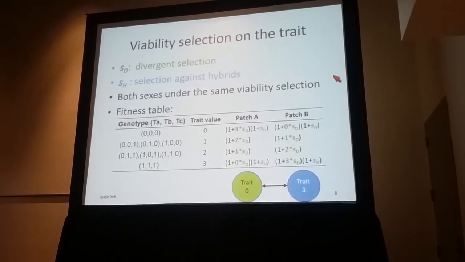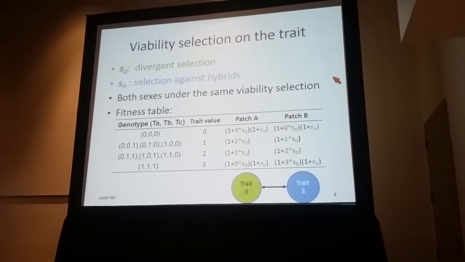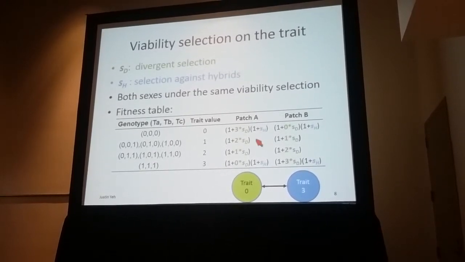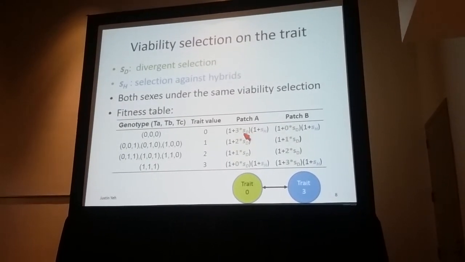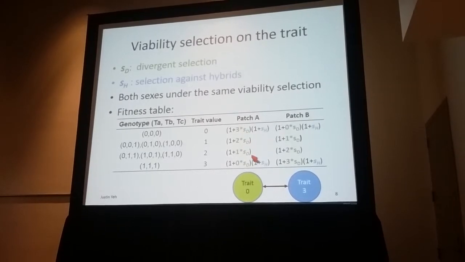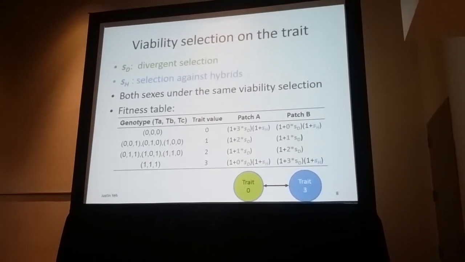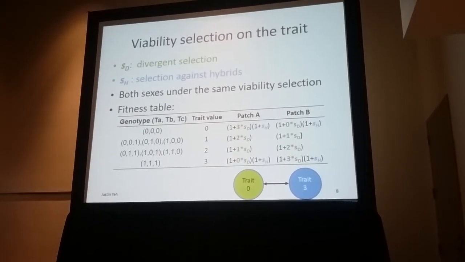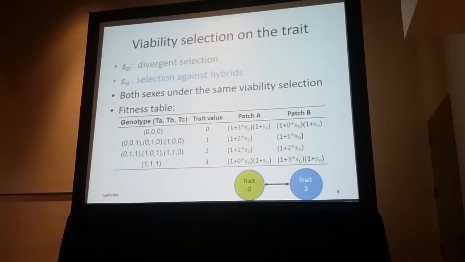So this is a more detailed view of the viability selection on the trait. The way the trait is defined is the number of T1 alleles determines the trait value. And in patch A, divergent selection favors trait 0 over trait 1 over trait 2 over trait 3, and vice versa in patch B. And then for selection against hybrids, the 2 intermediate traits have reduced fitness compared to the 2 purebreds.